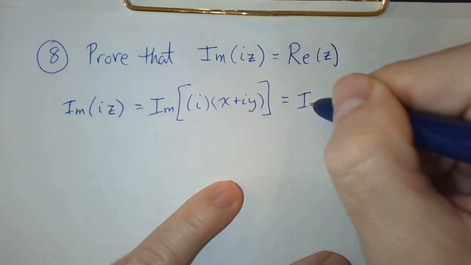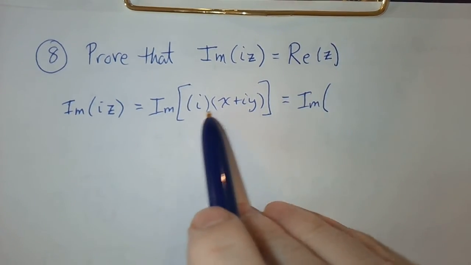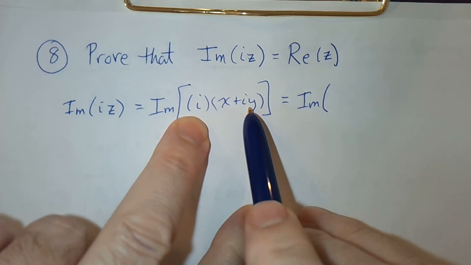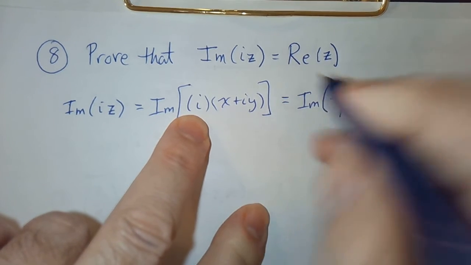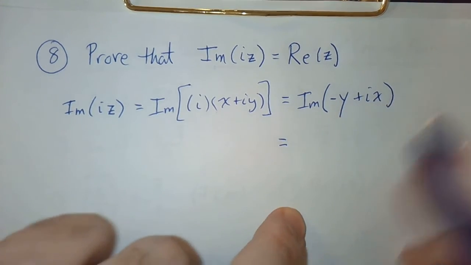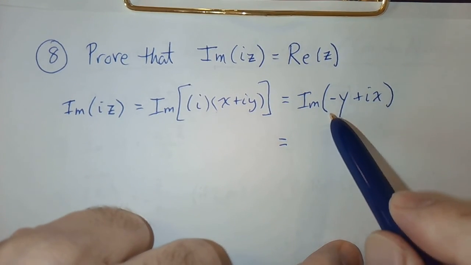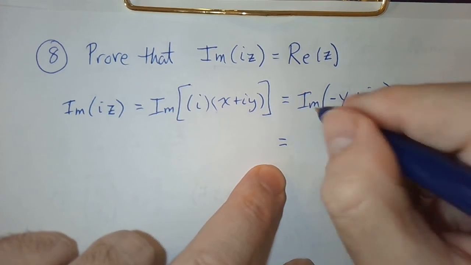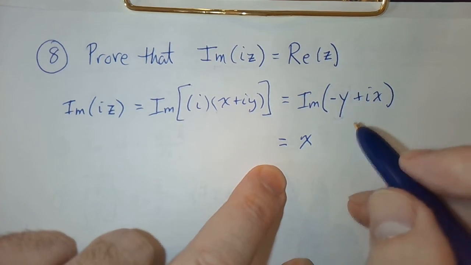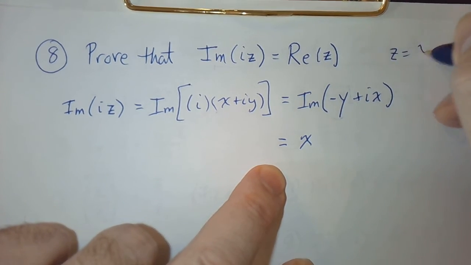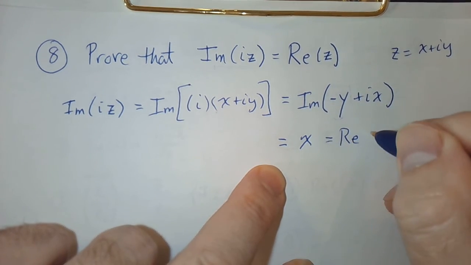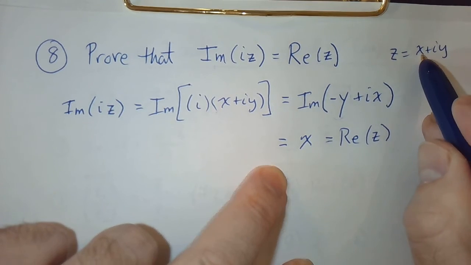That is equal to the imaginary part of, let's distribute the i through. And again, let me do i times iy first, which gives me a negative y plus ix. Well, here's the real part of this complex number, and x is the imaginary part, the part that's being multiplied by i. And sure enough, remember that z is x plus iy, and the real part of z is x.